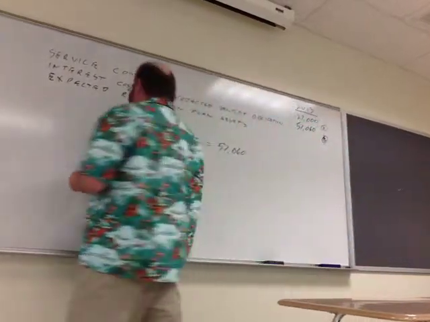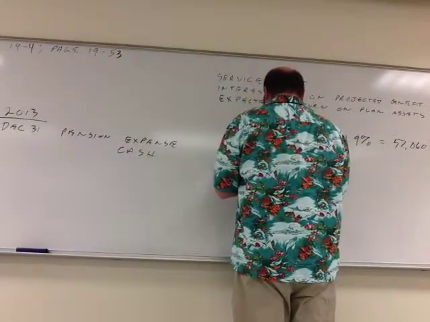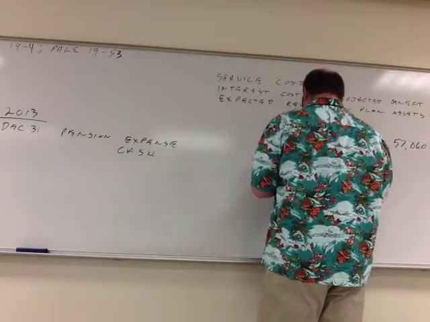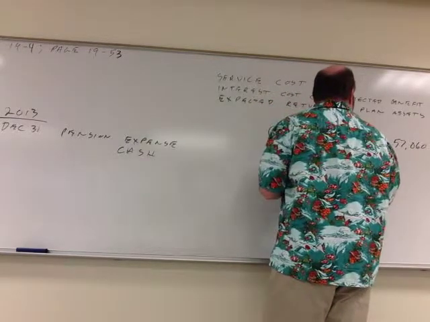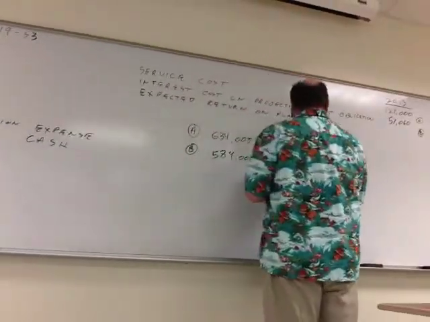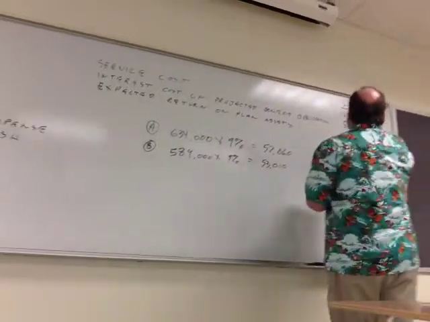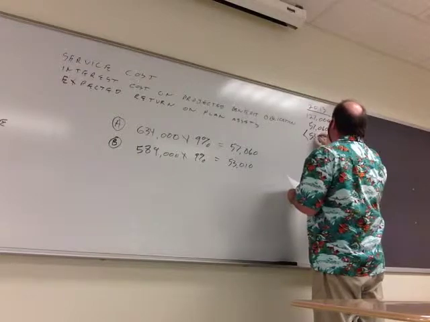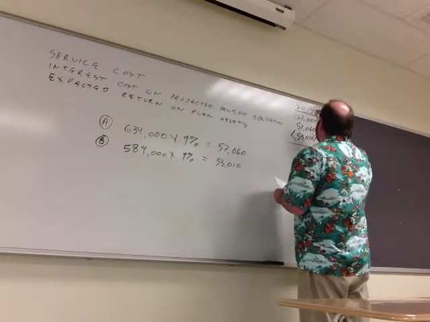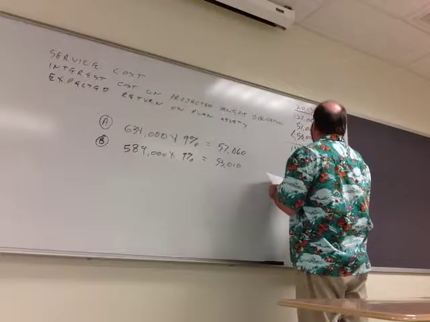And then the plan had assets at the beginning of the year of $589,000. And we expect to return 9% on that. That's $53,010. So we get to deduct $53,010, for a total of $131,050.